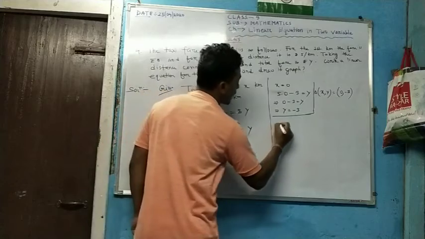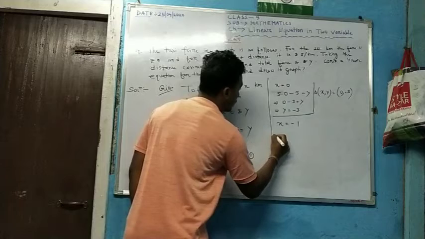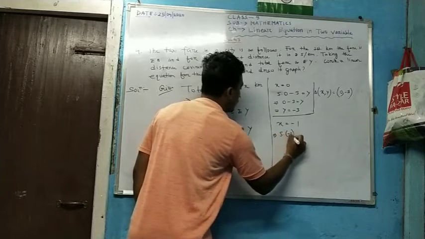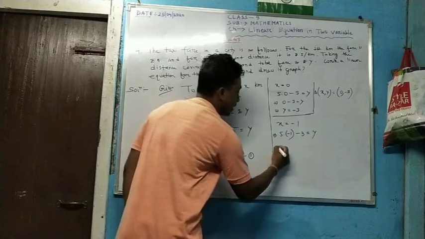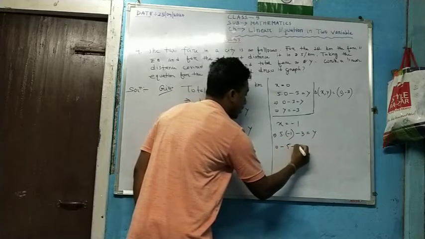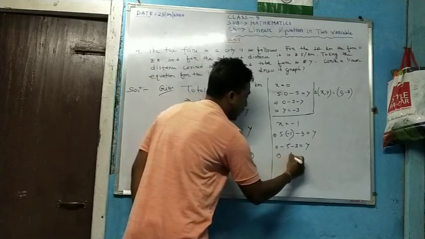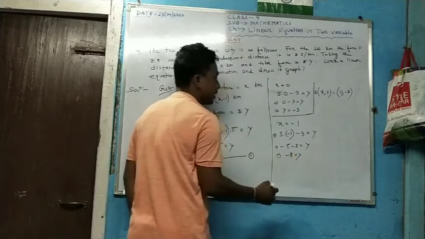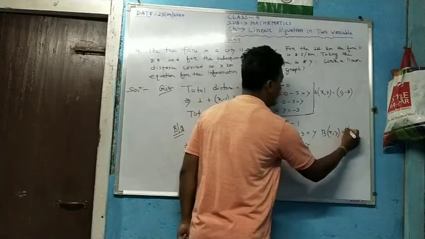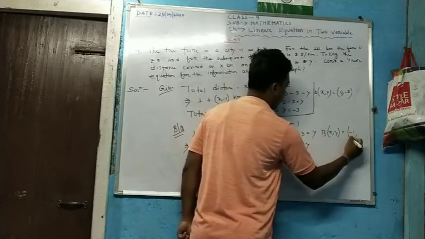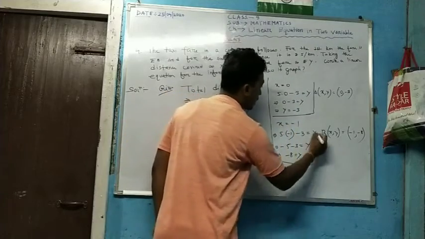Now I am going to put x equal to minus 1. If I put x equal to minus 1, what will happen? 5 into minus 1 minus 3 equal to y. 5 into minus 1 is minus 5, minus 3 equal to y. Minus and minus become plus, 5 plus 3, 8, so minus 8 equal to y. That is, for the next point the value will be x equal to minus 1, y equal to minus 8. I have to find another value.